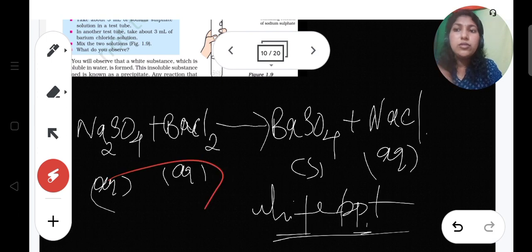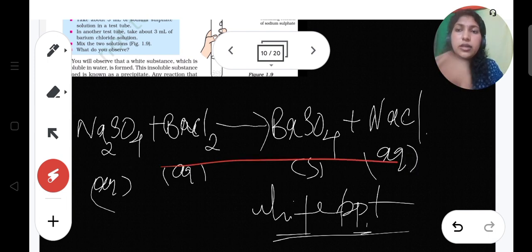So when two aqueous solutions are mixed with each other, one of the products is a solid and the other is an aqueous solution. We call both of these reactions double displacement reactions. In a double displacement reaction, the ions or atoms of both compounds are exchanged. Okay, I think activity 1.10 is completed.